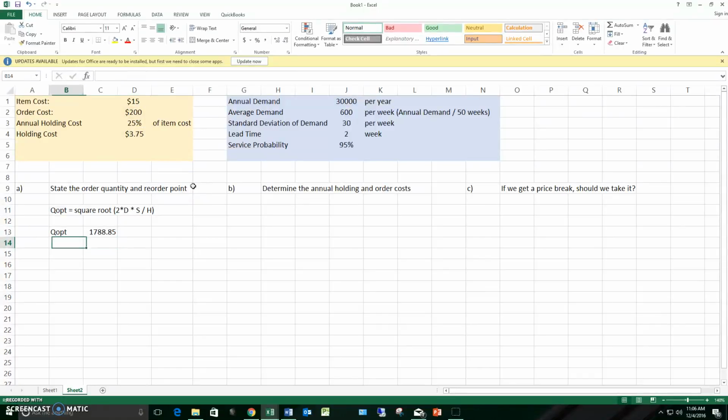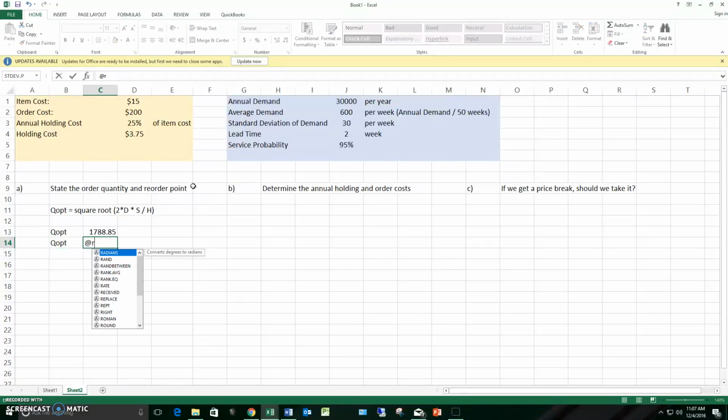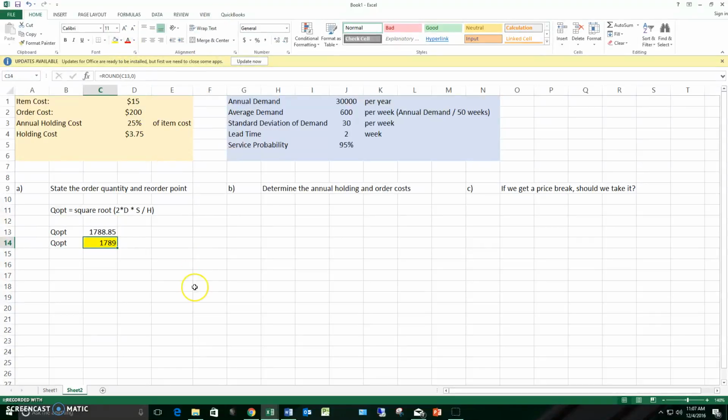And that comes back with an order quantity to optimize or minimize costs of 1,788.85 units. And I'm going to round that so we can use a round number with no decimals. I want to round that to 1789. So every time we place an order, given the costs that we have and our annual demand, we will minimize ordering and holding costs if we order 1,789 units.